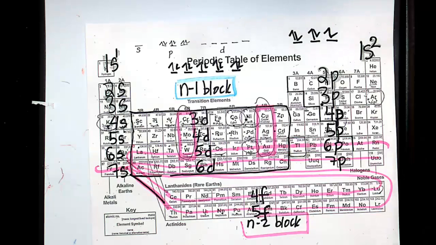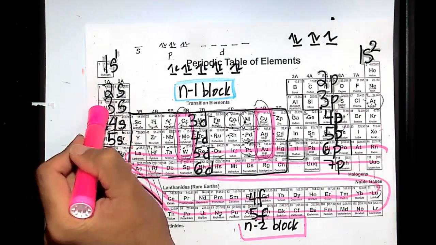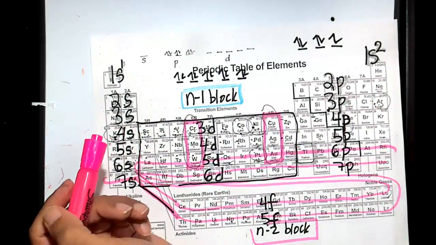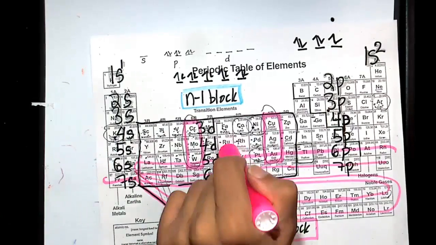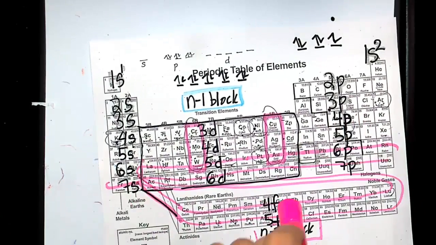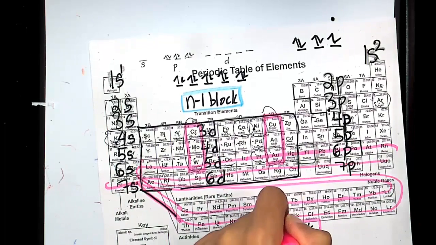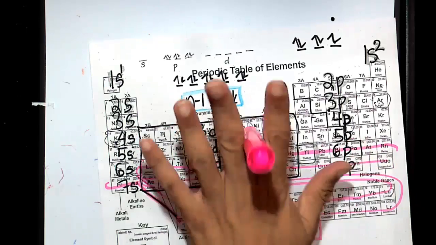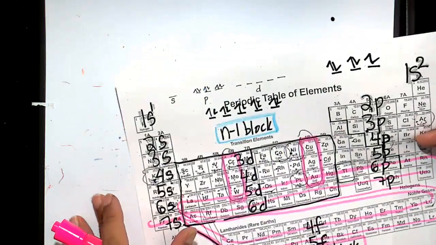The electrons go marching in, hurrah, hurrah, but they're going to march in this order: 1s, 2s, 2p, 3s, 3p. I'm trying to make a song out of this. 4s, 3d, 4p. 5s, 4d, 5p. 6s, 4f, 5d, 6p. 7s, 5f, 6d, 7p. So that's how they march. Let's do a couple of these and see how this works.